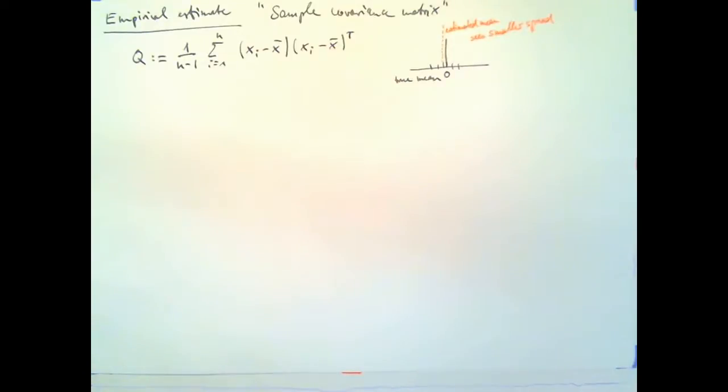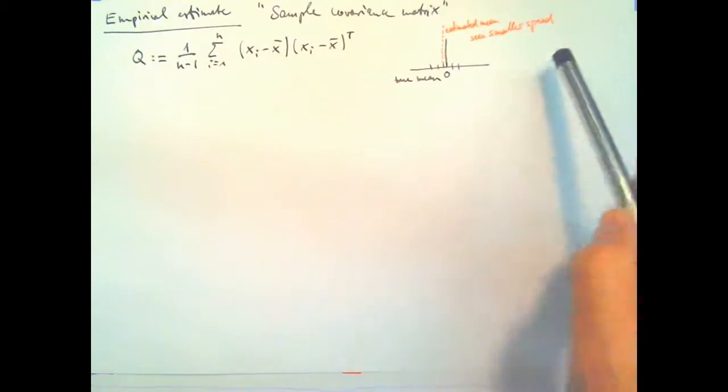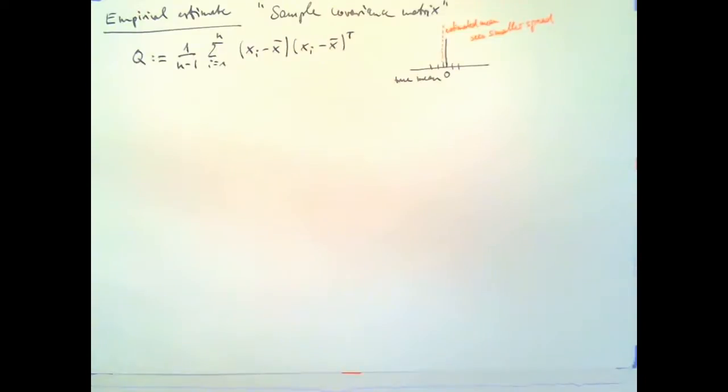By the way, we're ordering a different computer which will allow us to show you higher resolution video. So maybe we'll have it next week, and then you can hopefully see better what I'm writing. So the red thing says estimated mean sees a smaller spread. Okay.